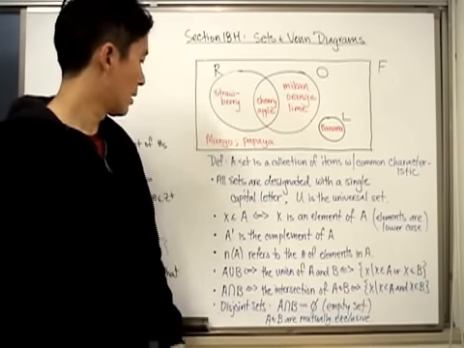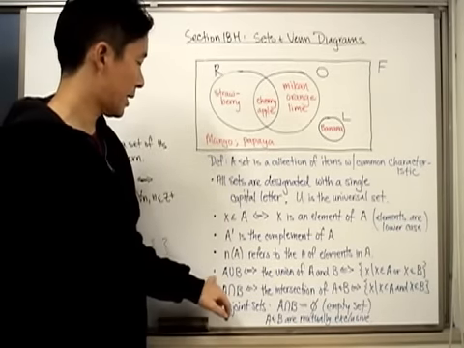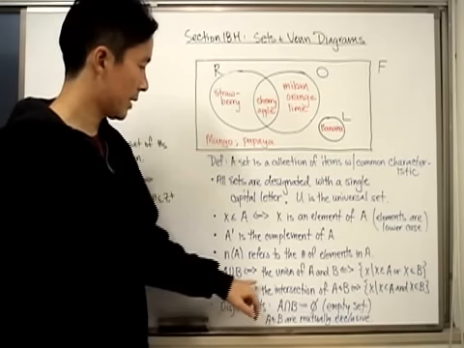Now, the other one that we're going to look at is A union B. Okay, so that's how you say that.